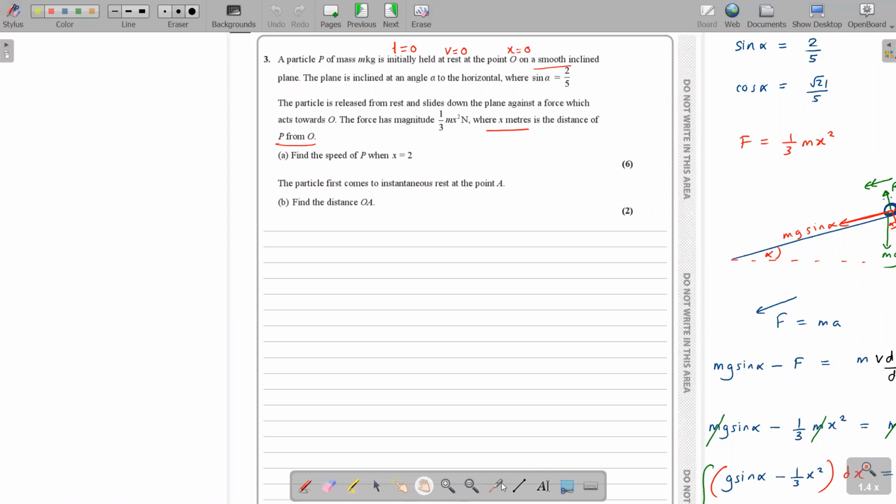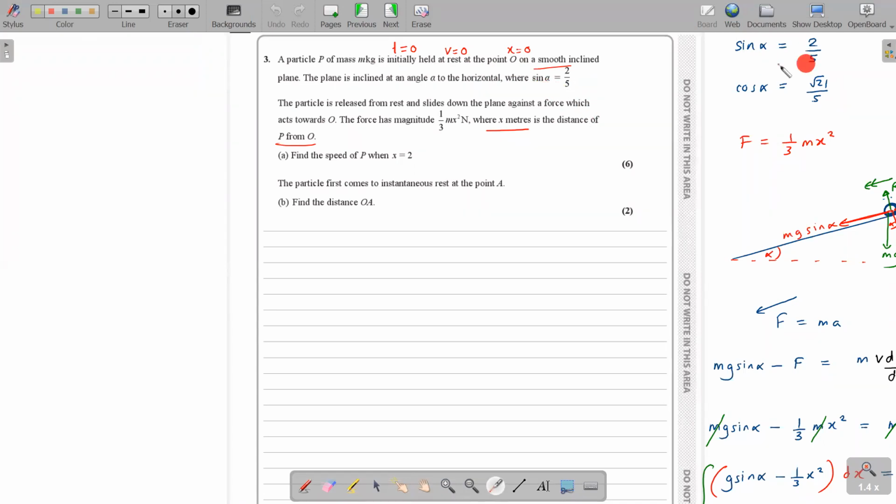Okay guys, so we'll move on to question number 3. A particle P of mass m kilograms is initially, so at time 0, held at rest, which means at time 0, velocity is 0. At the point O, which you can consider as your displacement 0 position, on a smooth inclined plane. The plane is inclined at an angle alpha to the horizontal where sine alpha is 2 over 5.